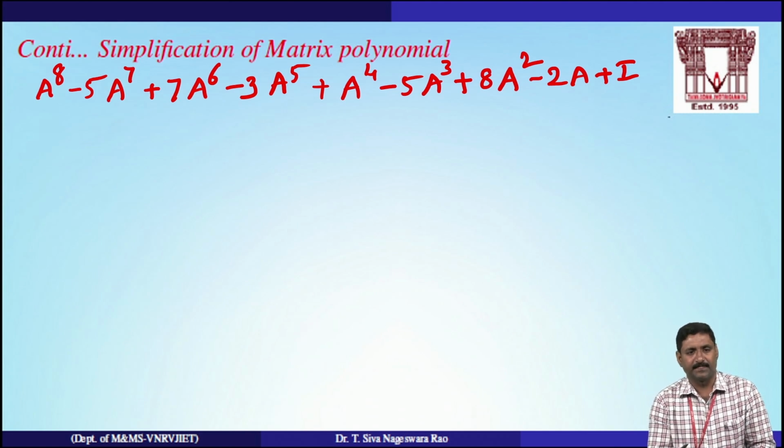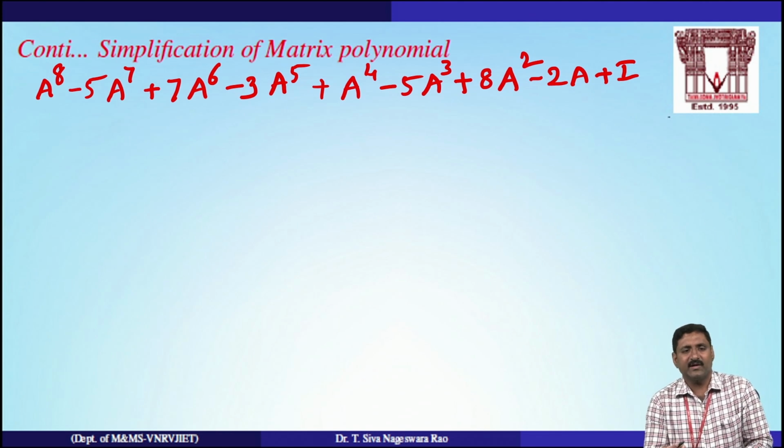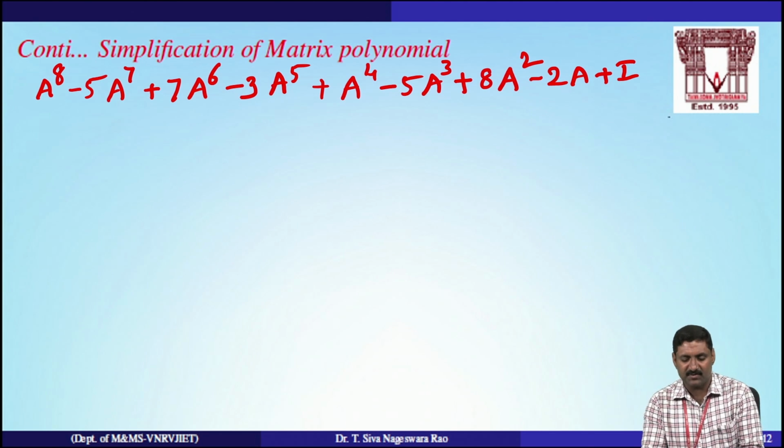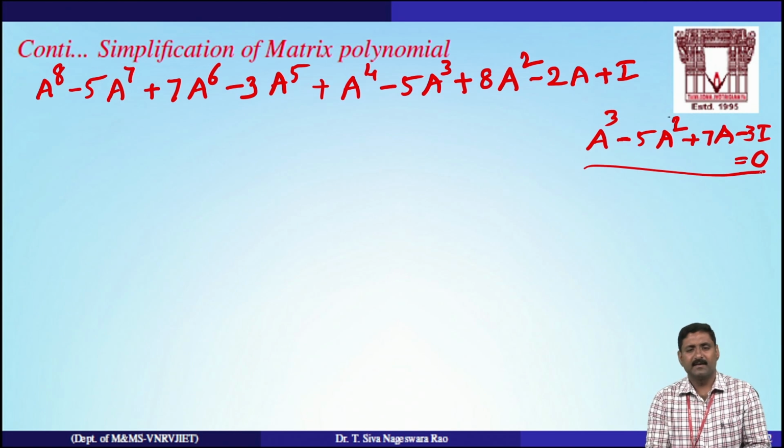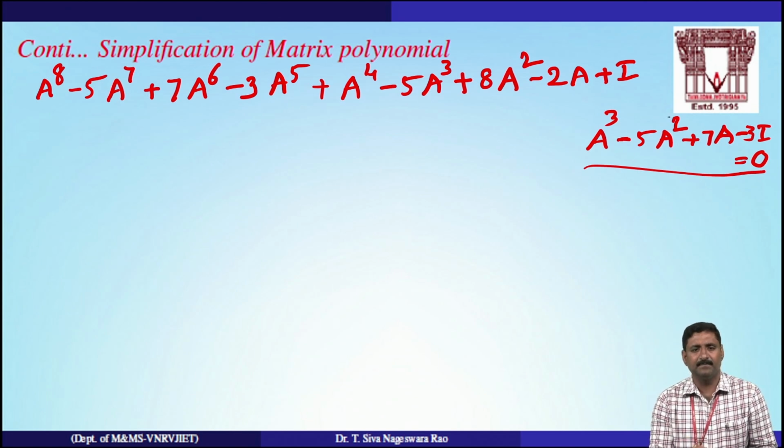So how to simplify? Before going to simplify this, first of all, we will write what is the matrix polynomial, or matrix equation, we wrote earlier: A cube minus 5A square plus 7A minus 3I is equal to the 0 matrix. Just by taking minus as common on both sides, we will use this in simplifying this matrix polynomial.